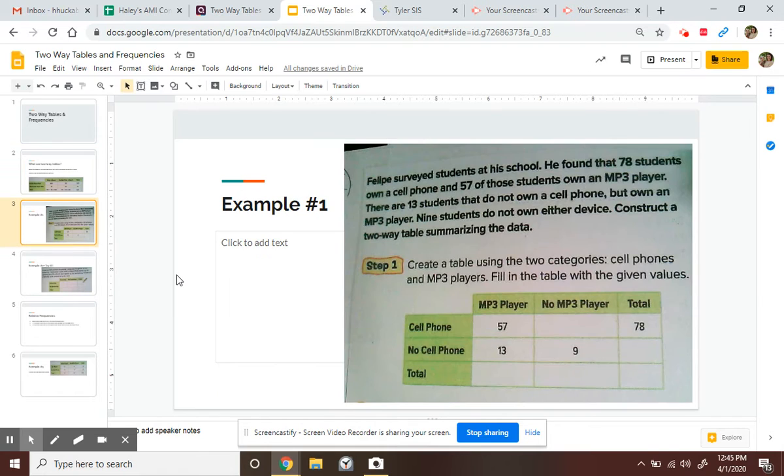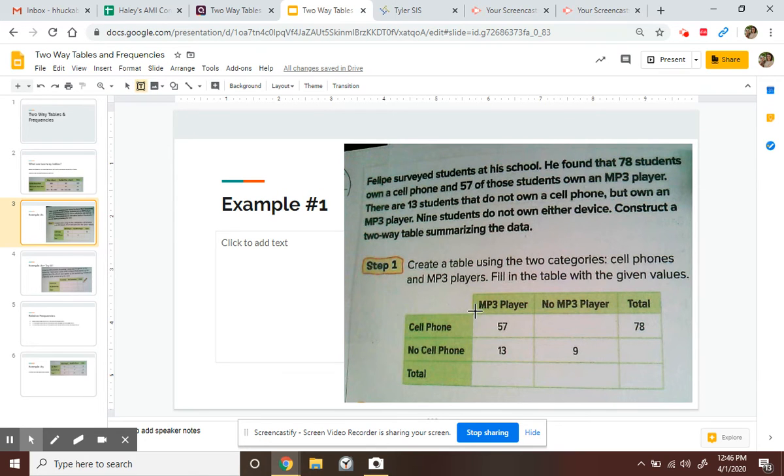All right, example 1, we're going to finish the rest of this table here. It says Felipe surveyed students at a school. He found out that 78 own a cell phone. So that's why 78 total people own a cell phone right there. 57 of those students own an MP3 player too. So 57 would be right here. They own both. There are 13 students that do not own a cell phone, but they own an MP3 player. So MP3 player, no cell phone. And then there are 9 students that do not own either device.